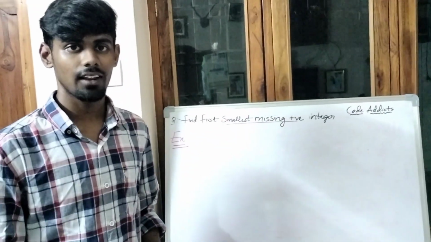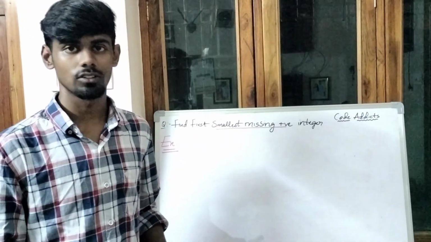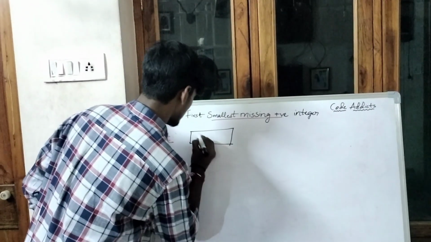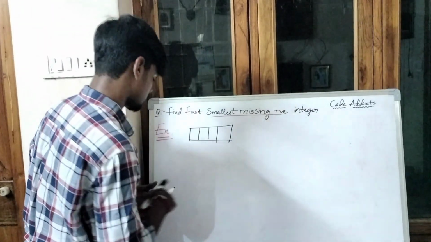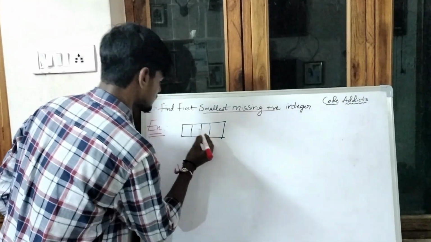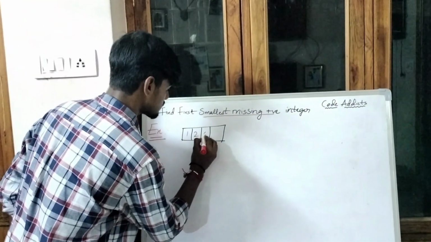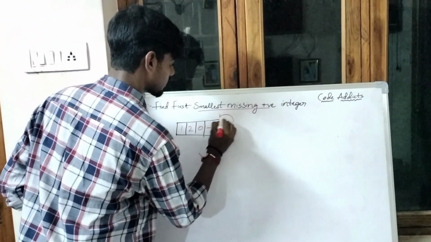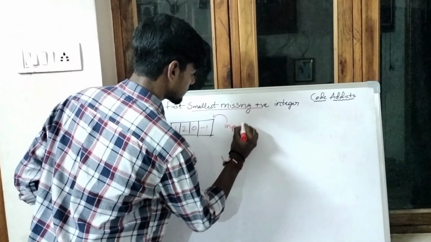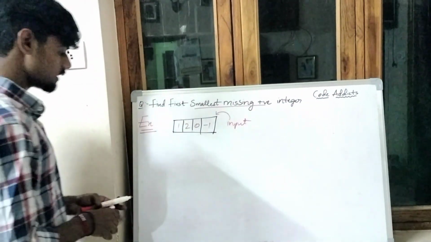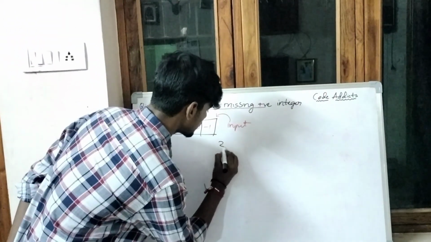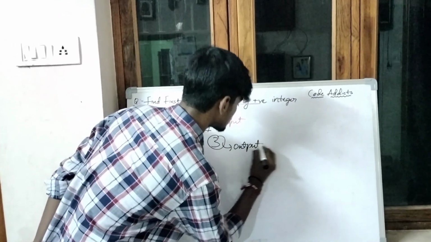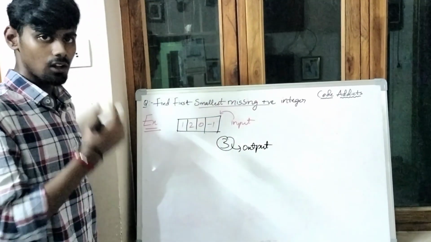Now let us take an example and we will write some logic for this. Suppose I have taken an array with 4 blocks, and I have inserted some elements like 1, 2, 0 and -1. These are the elements we have given as an input. Now the output we should get is 3, as 3 is the smallest missing positive integer. So we should write the logic for this.